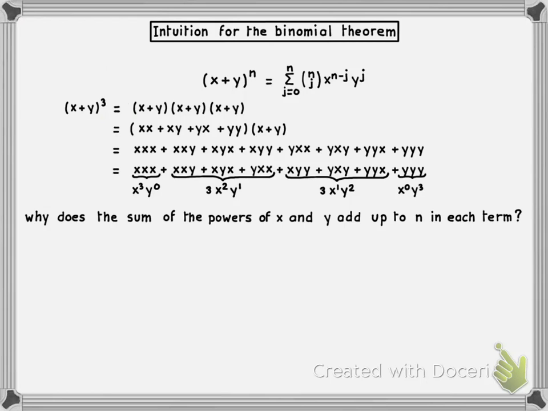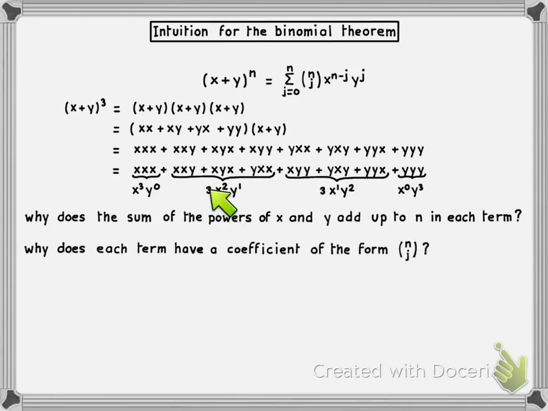Well, that's not too surprising because remember we are multiplying 3 copies of the binomial. So when we multiply everything out, we're going to get a variable from each one of these terms. So we have 3 terms, so we're going to get 3 copies of the variables x or y. And therefore, their powers will have to add up to 3 in every case. So that makes sense. Now, the more interesting question is, why do these terms get multiplied by n choose j, where j is the power of y?